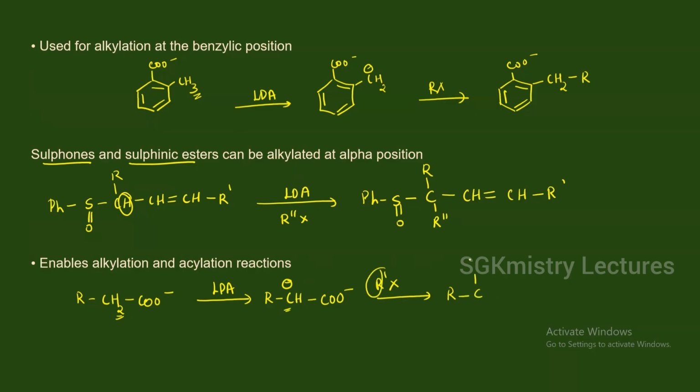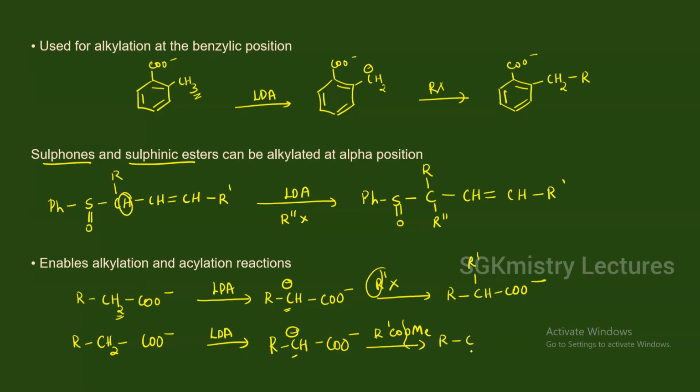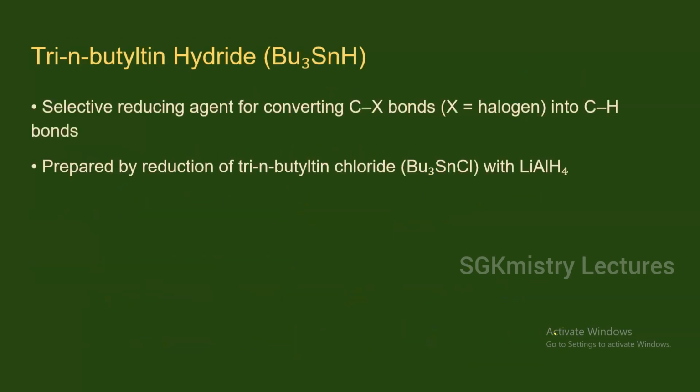So R'CH2COO minus. Similarly, acylation also can be carried out. So RCH2COO minus, in the presence of LDA, we have RCH minus COO minus. Now, if I have to acylate it, I have to take R'COOMe. So this part will come and attach to this particular carbon. So we have R'COCHRCOO minus. Right. So this is how the acylation as well as the alkylation takes place.